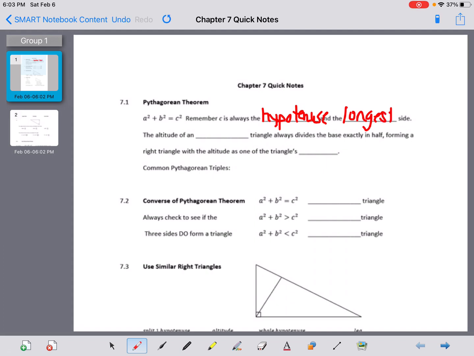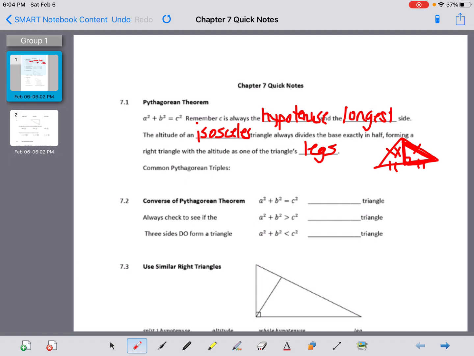The altitude of an isosceles triangle always divides the base exactly in half, forming a right triangle with the altitude as one of the triangle's legs. Okay, so if you remember that, we have an isosceles triangle. When we drop this, don't forget it divides the base into two, but it makes the altitude here part of this right triangle over here, and it's one of the legs of that right triangle.